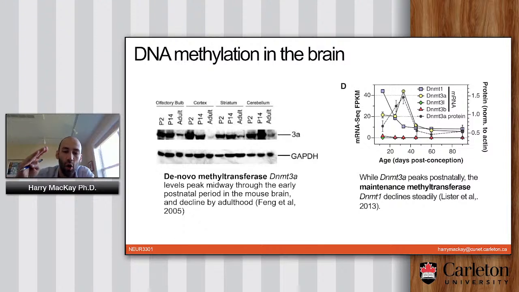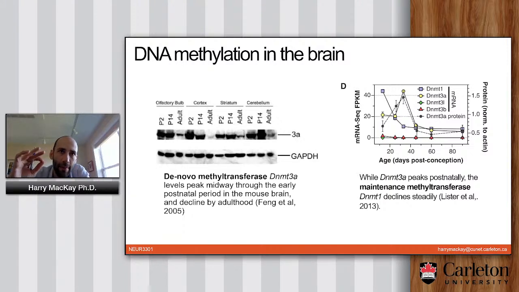So it's expressed early on in life while the cells are setting themselves up, while they're putting up all the DNA methylation that they need to maintain gene expression. Afterwards, the levels tend to decline. Adult brains don't tend to express very much DNMT3A.